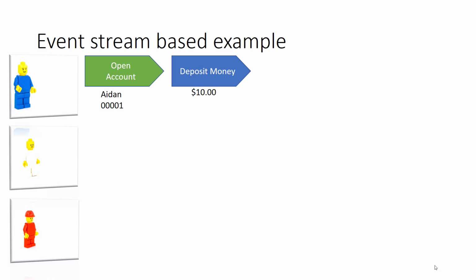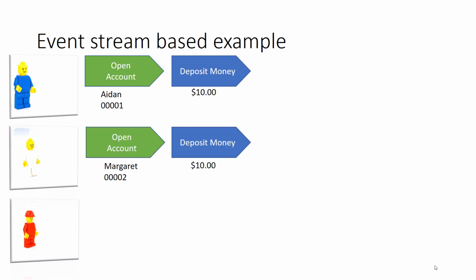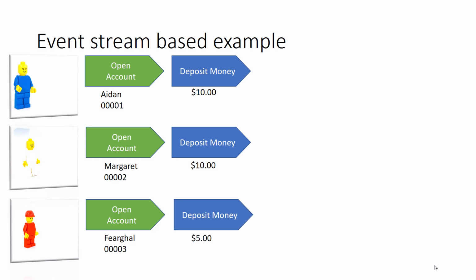So opening an account and depositing money. This allows us to look at, for example, opening an account without a deposit. Margaret comes along, she also opens an account and deposits money. And then Fergal comes along, he opens his account and he deposits his money. So exactly as we were before, we have the end of the first batch of transactions.